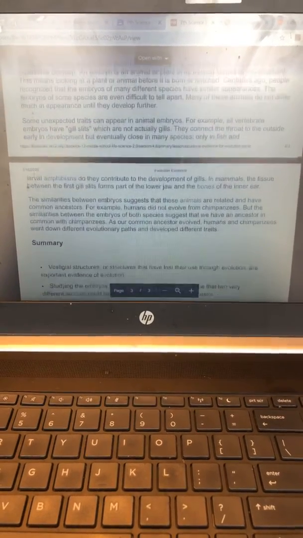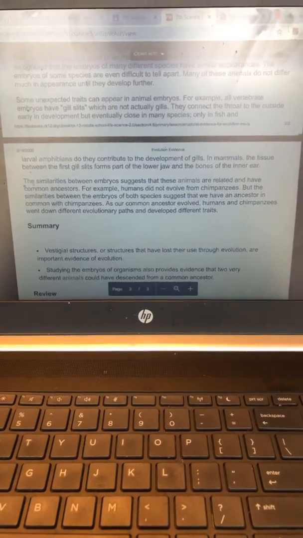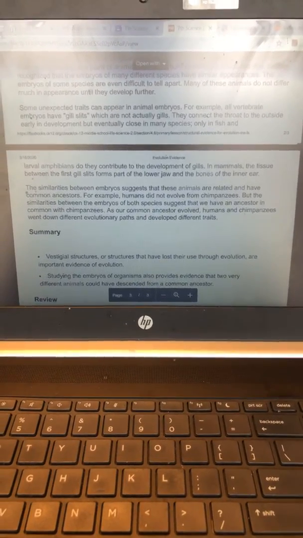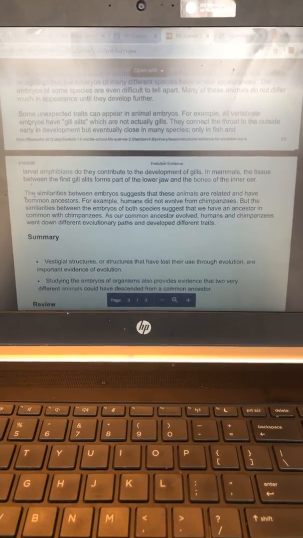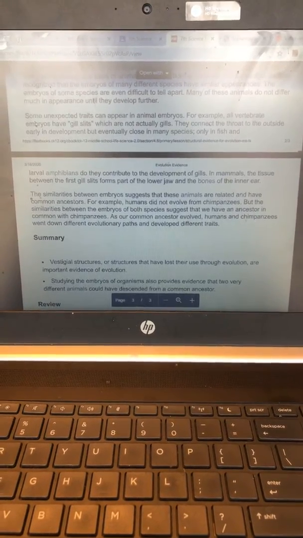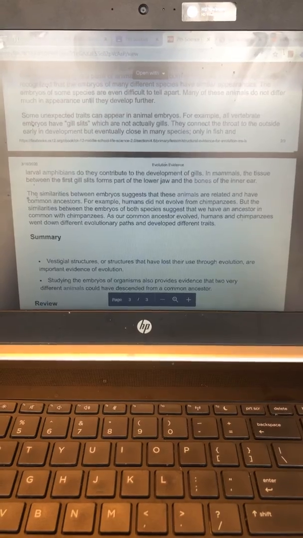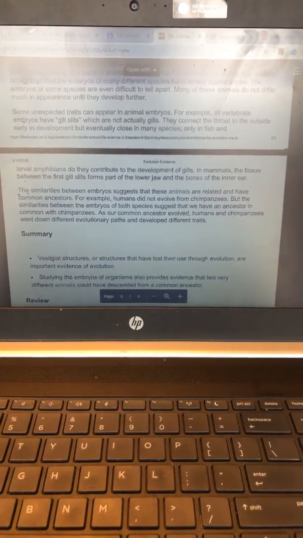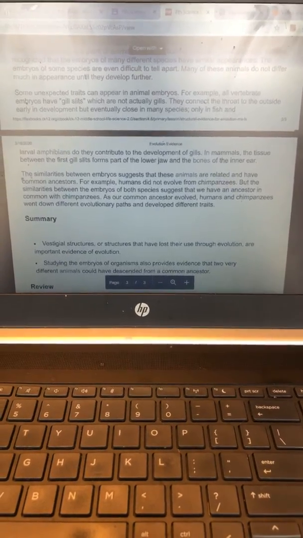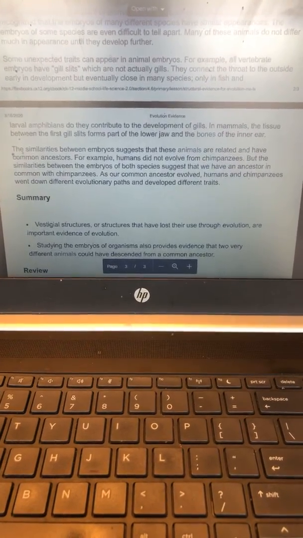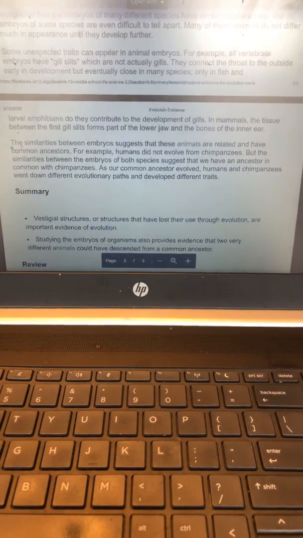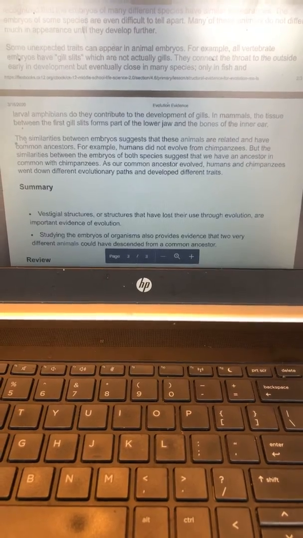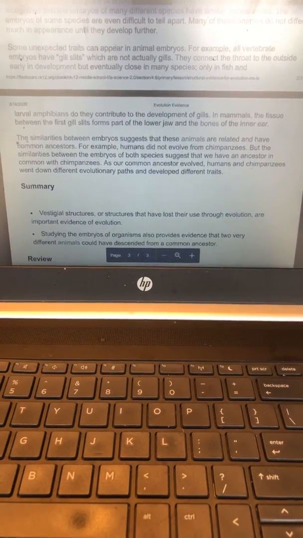Some unexpected traits can appear in animal embryos. For example, all vertebrate embryos have gill slits, which are not actually gills. They connect the throat to the outside early in development, but eventually close in many species. Only in fish and larval amphibians do they contribute to the development of gills. In mammals, the tissue between the first gill slits forms part of the lower jaw and the bones of the inner ear. The similarities between embryos suggest that these animals are related and have common ancestors.